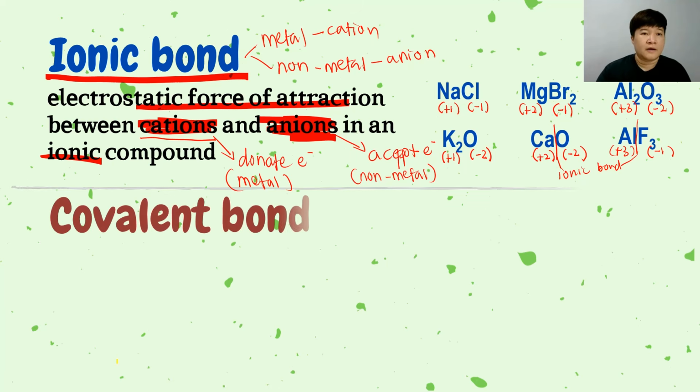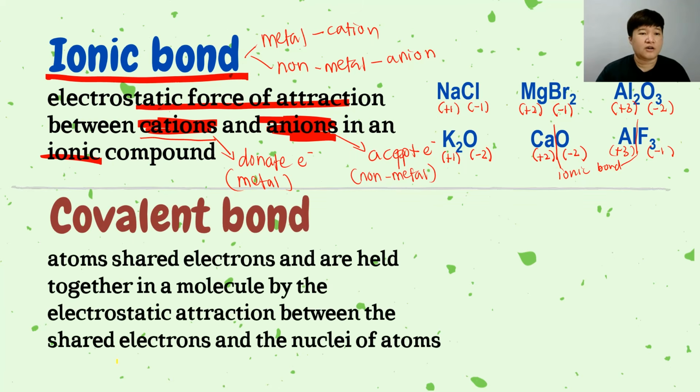How about covalent bond? What is covalent bond? Covalent bond is when the atoms are sharing electron and are held together by the electrostatic force of attraction between the shared electron and the nuclei of the atoms.